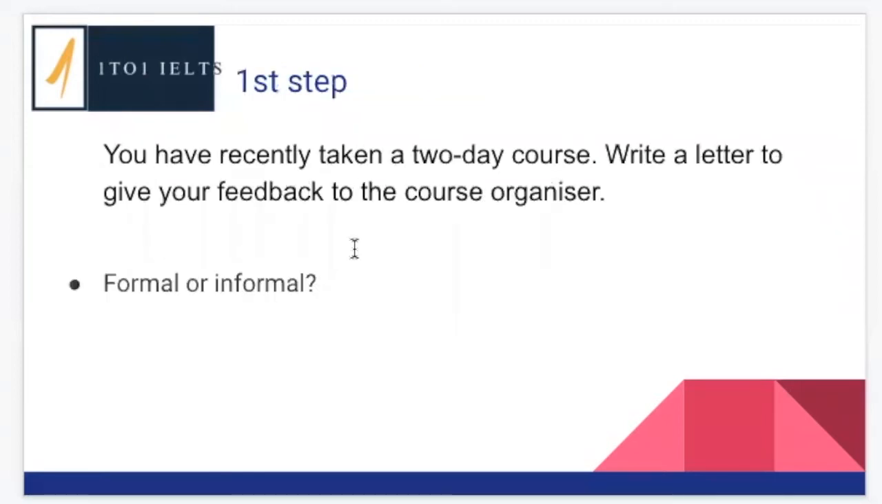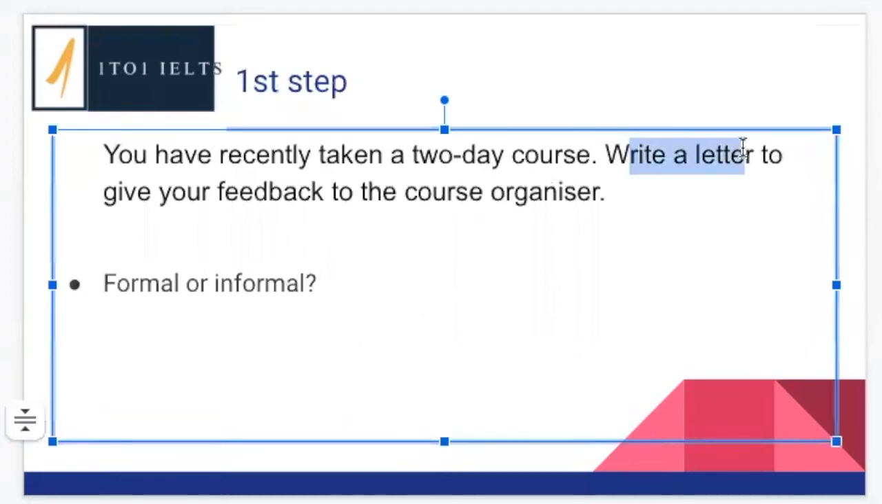So our first step, is it formal or informal, and why? So we look at who we're writing to. Write a letter to give your feedback to the course organizer. Is this person a friend? No, so it's formal. Okay, so we're looking at who it's written to. We know it's formal.